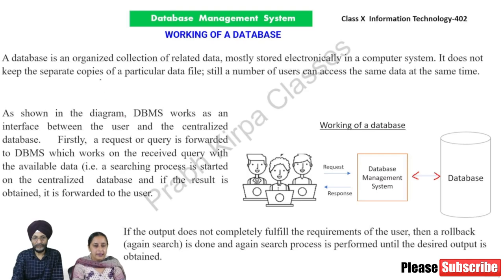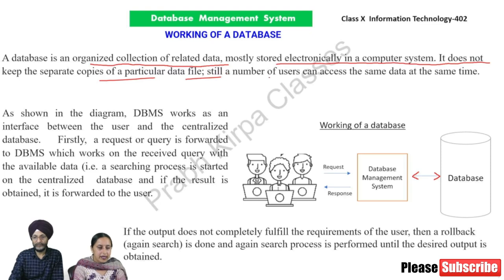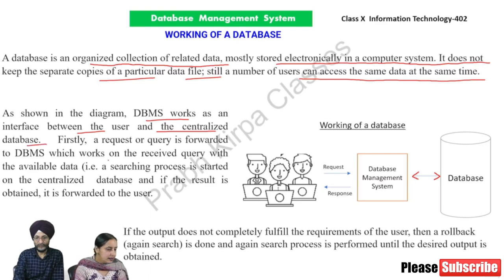Working of a database. A database is an organized collection of related data, mostly stored electronically in a computer system. It does not keep separate copies of a particular data file. Still, a number of users can access the same data at the same time. As shown in the diagram, DBMS works as an interface between the user and the centralized database.